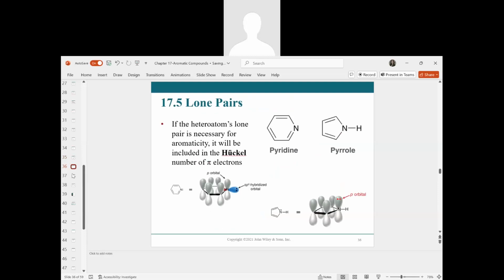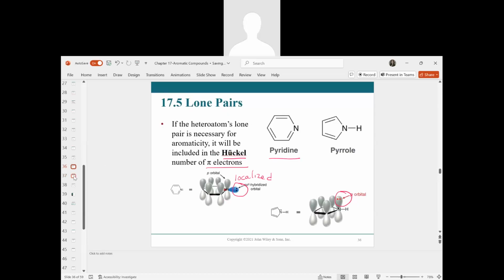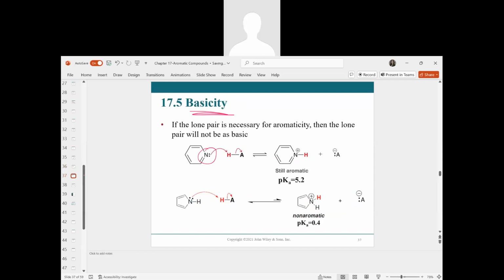Again, both of these are considered to be aromatic compounds. They both have a Huckel's number of pi electrons, and depending on which orbital they are housed in, with pyridine that lone pair does not contribute to aromaticity, but with pyrrole, it does. So it's delocalized versus localized here. That's important to note between those two structures because the basicity will remain for pyridine, because of that localized lone pair on this nitrogen.